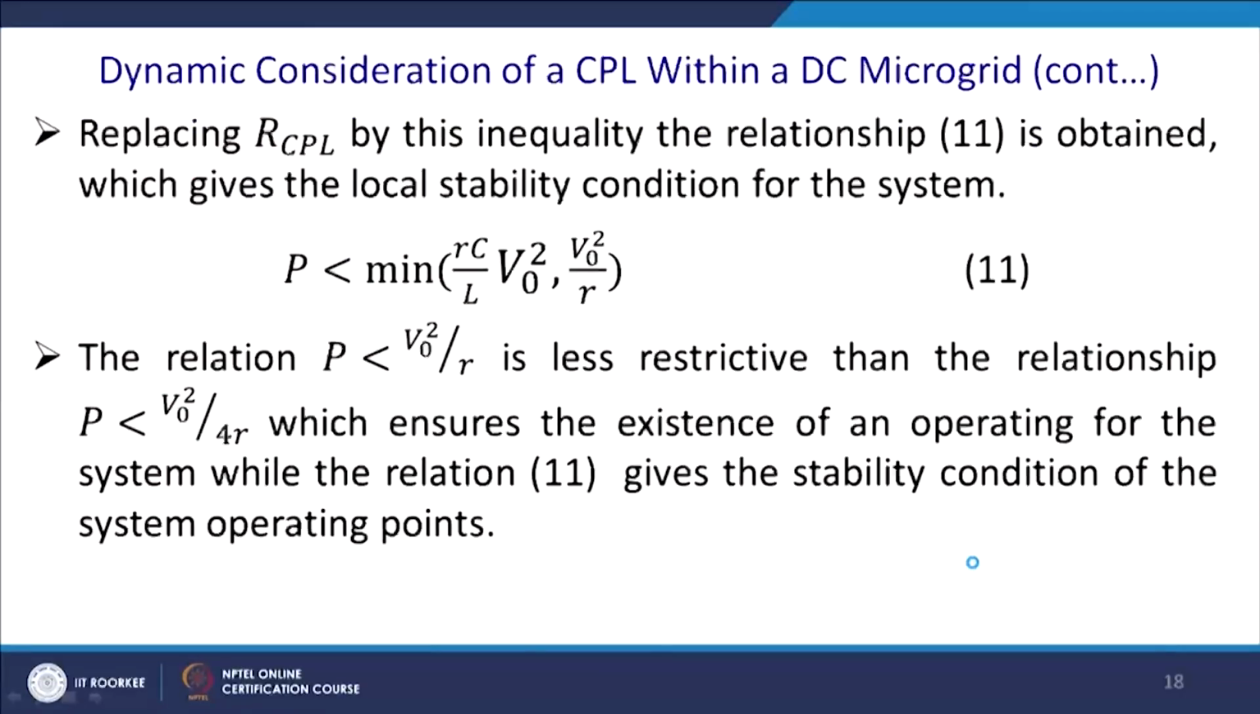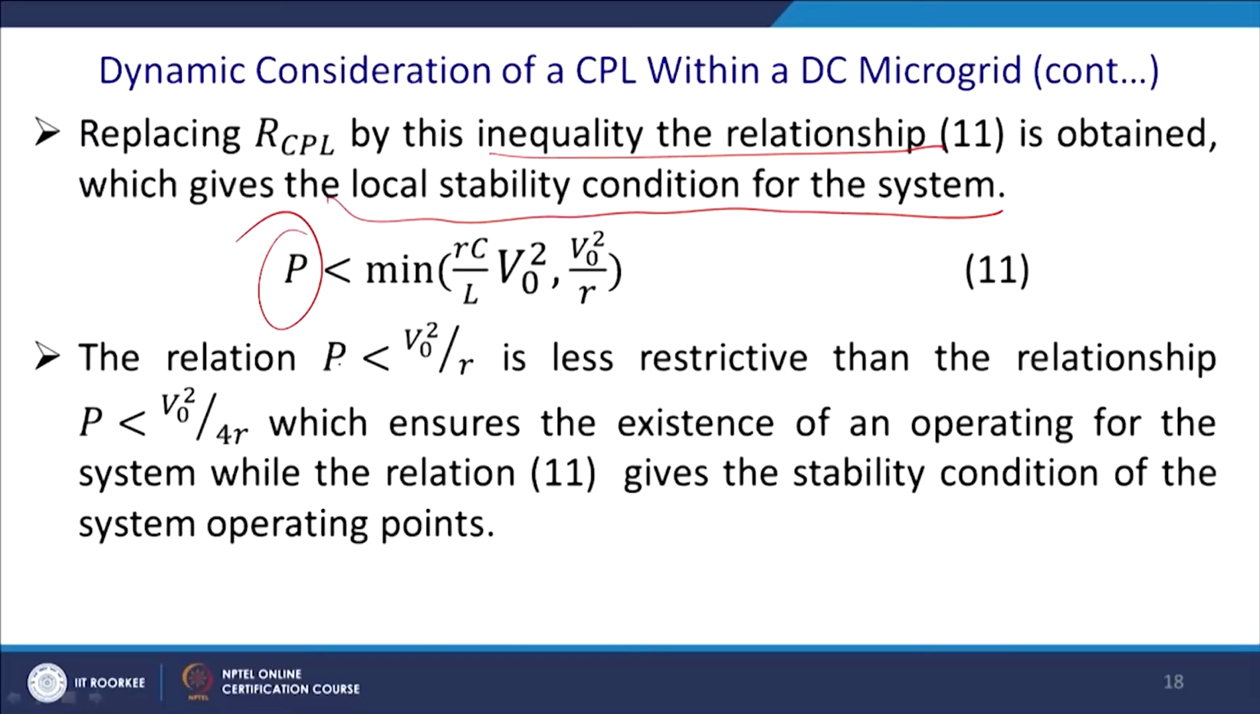Thus, by replacing this RCPL by inequality relations, which we have shown, equation number 11 is obtained, which gives you the local condition for the stability, and thus P should be less than the minimum of RC by L times V square by R. This should be the power. And it is quite an important thing, though it is very simple.